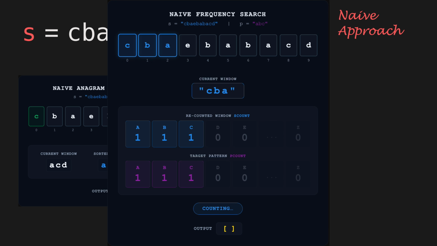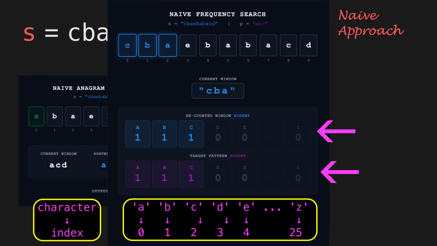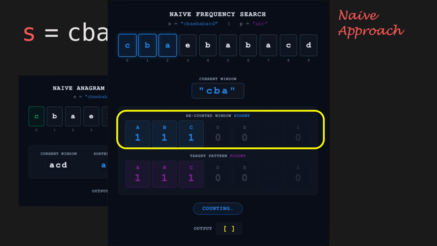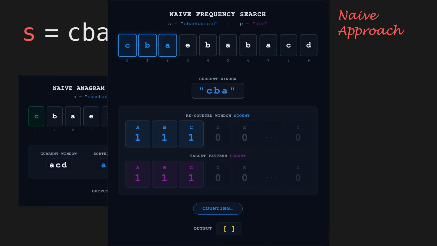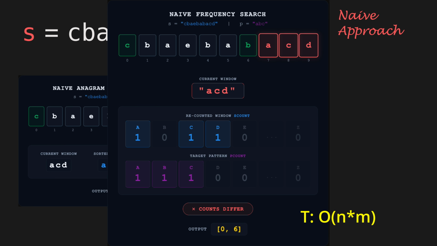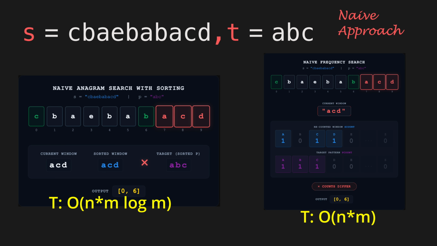Method 2. Frequency map or array. For counting, we can use a frequency map, or since we are only dealing with lowercase English letters, an array of size 26 is all we need. So we build the frequency array for P first. Then for each window, we build its frequency array and compare. If every count matches, they are anagrams. Now, with a frequency array, each window still costs O of m to build from scratch. Total O of n times m. Both are covered in the valid anagram video.